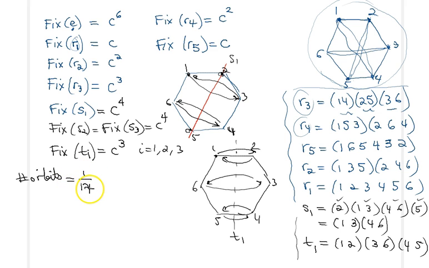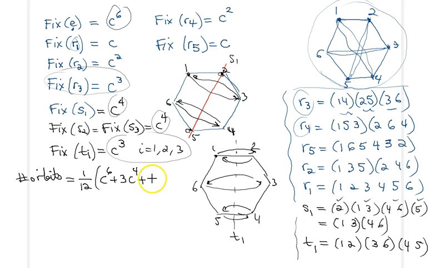So 1 over 12, we have 12 symmetries, and then we have a summation sign. Remember the formula. We have just 1 C to the 6, and then we don't have C to the 5, we have C to the 4: we have 1 here, 2 more here, so in total we have 3 C to the 4. Then we have a bunch of C cubes. We have 3 C cubed, and then 3 more here, so in total we have 4 C cubed. Let me erase this portion of my picture here.